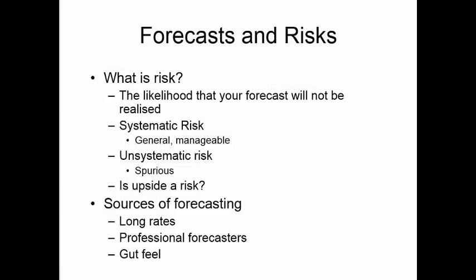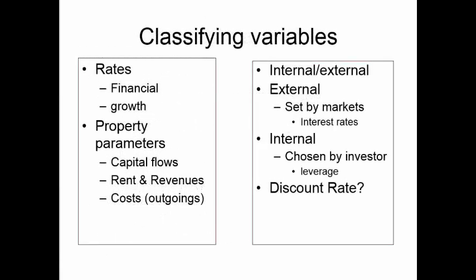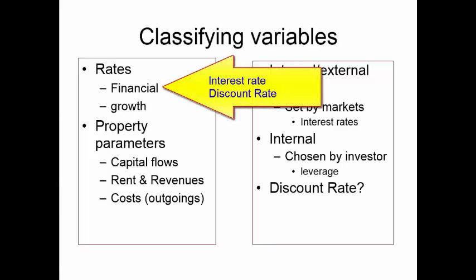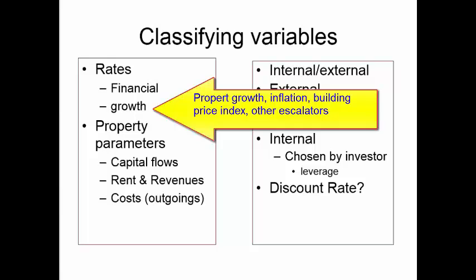When we go now to our discounted cash flow model, we find that there are many ways of classifying and organising the various variables. The first thing we'll notice is that there are a number of dollar-denominated variables. There's also a series of rates. The rates include the interest rate, the discount rate, the inflation rate, the market growth rate, and possibly others, such as various escalators, such as the building price index, which is an inflation rate specifically for the building industry.